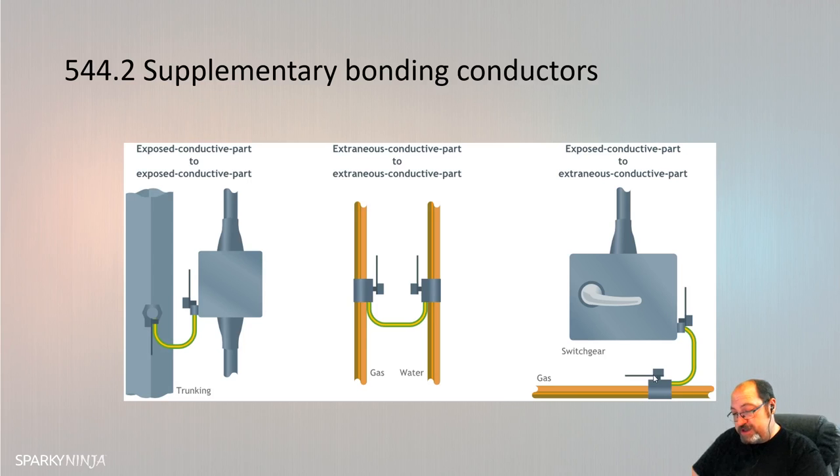Okay. The last one, a supplementary bonding conductor that connects an extraneous to an extraneous. Now, this is slightly different. There is no exposed conductive part, so there is no CPC here. There is no existing circuit protective conductor. It's a gas and a water pipe. So what does it say? Well, if we do achieve this mechanical strength sheathing protection, we can go as small as 2.5 mil. In the absence of that, though, guess what? It's also 4 mil. So you can forgive and forget why sparkies just go, well, supplementary bonding's 4 mil. It's just easier and saves all the faff.